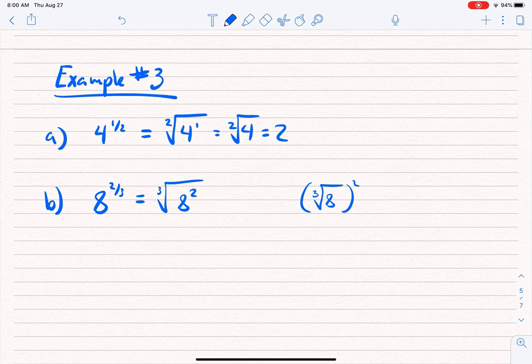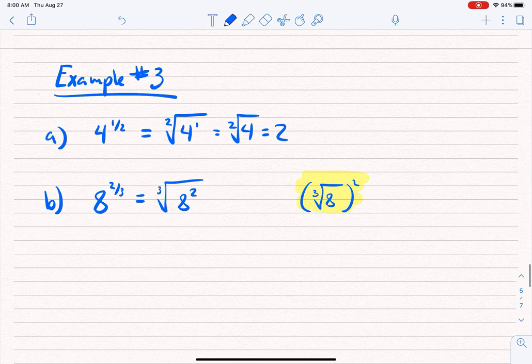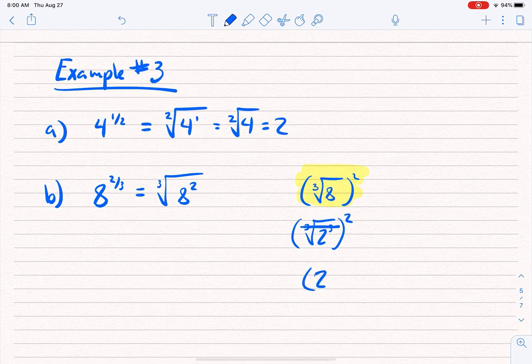Now, honestly, I like this second one a little bit better. Either one is doable, but I like the second one because it kind of keeps it small. I know that 8 is the same thing as 2 raised to the 3rd power, okay? And I'm taking the cubed root of that. Well, the cubed root and the cube just cancel each other out, and I'm left with 2 squared, which of course is 4, okay?